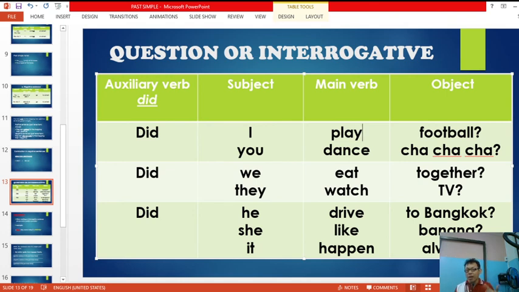Did they watch TV? And again, the same auxiliary verb for singular form. Did he drive to Bangkok? Did she like banana? Did it happen always? See, it's all the same. You don't add up S here, okay? This is a past tense. Okay? So I hope you understand here. So try to practice reading all this and try to pause and try to read so that you can be more acquainted with this topic.